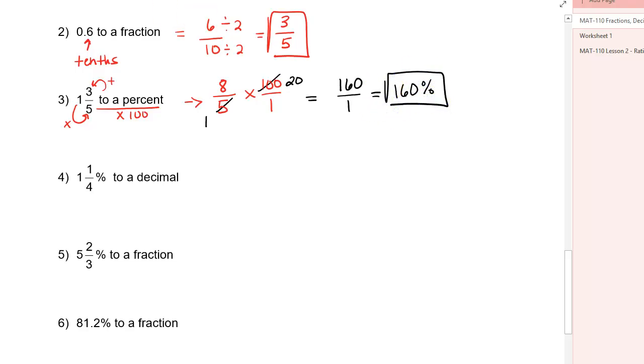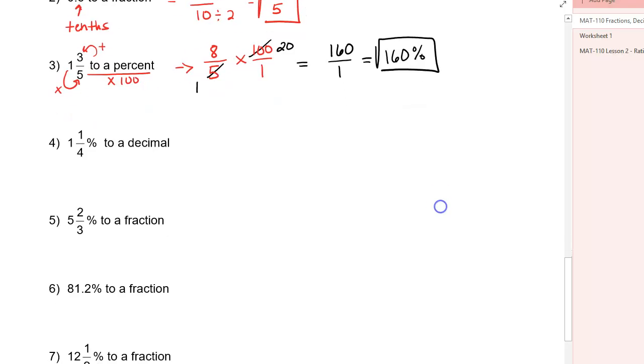Now, I didn't have time to talk about this in class, but you always want to ask yourself, does that answer make sense? Remember that 100% of something is one whole. So if we have a fraction that is 1 3/5, you would expect your percentage to be over 100%. So that makes sense to me. All right, moving on to number 4.